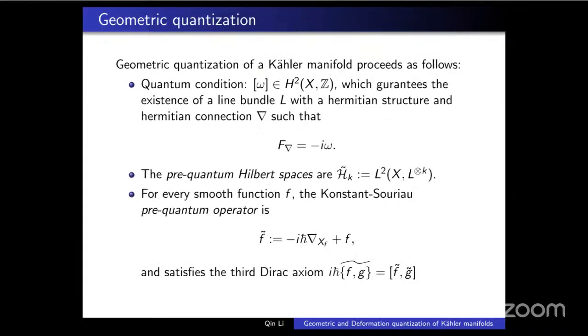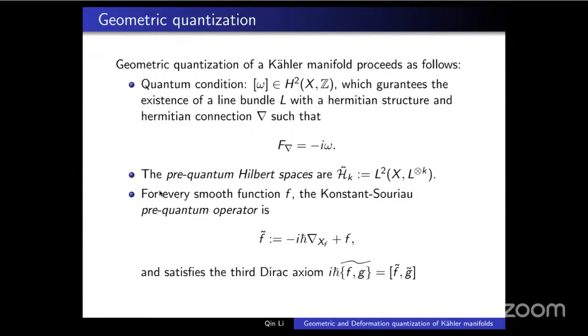Now, there is also another method of quantization known as geometric quantization, or the Kostant-Souriau geometric quantization. This procedure goes as follows. First of all, you need a quantum condition. That is an integral condition that the cohomology class of the symplectic form is integral, which guarantees the existence of a complex line bundle L with a Hermitian structure and Hermitian connection such that the curvature associated to this connection is -i times omega.